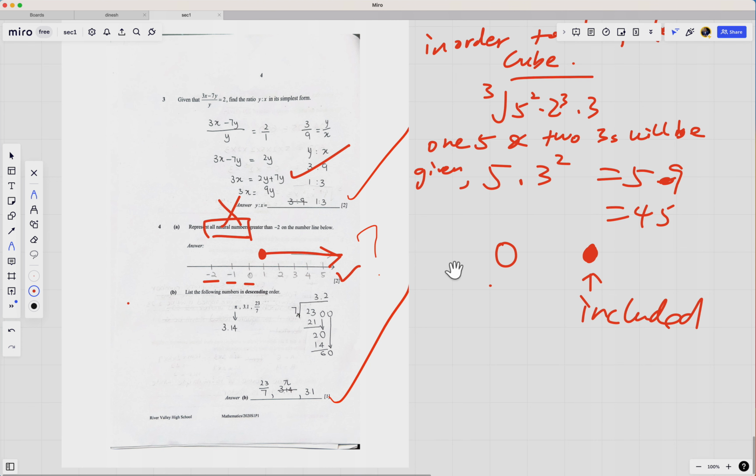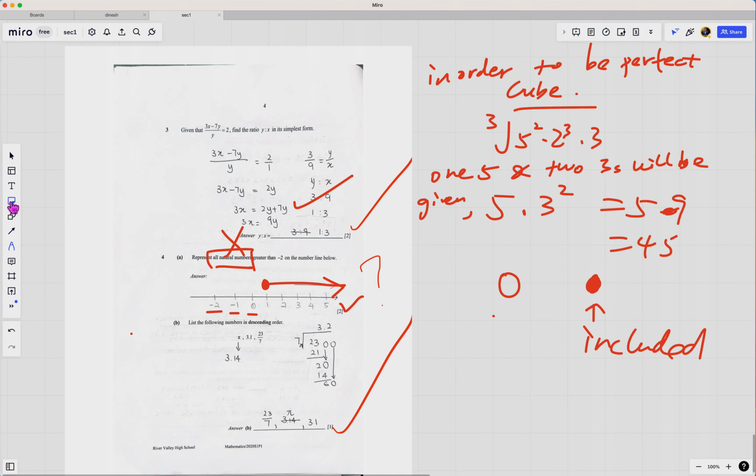We cannot use calculator for this paper, right? Oh, okay, then never mind. Cannot use calculator, is it? Yeah. Good. Then have to use by hand.